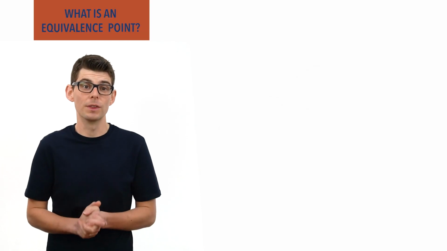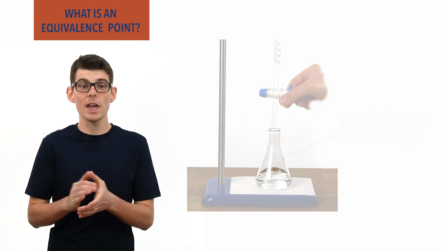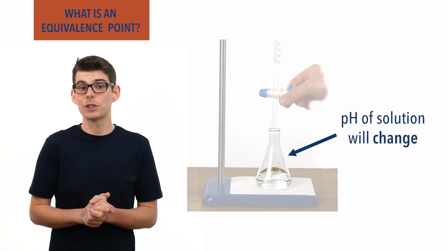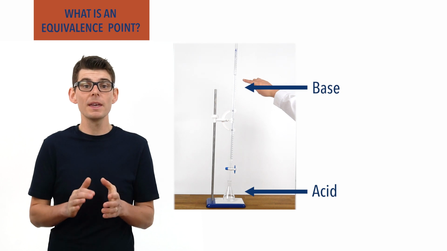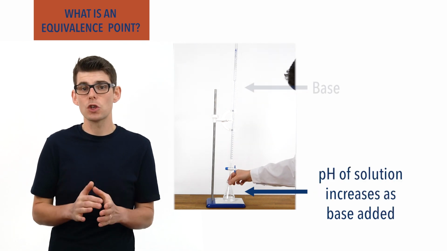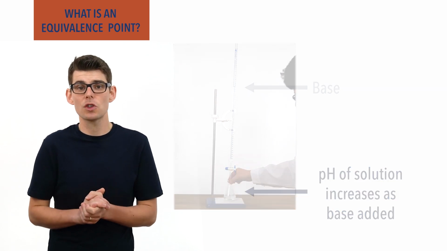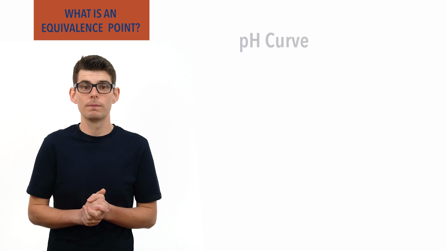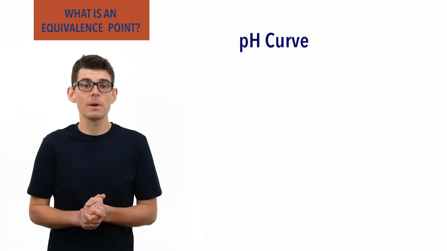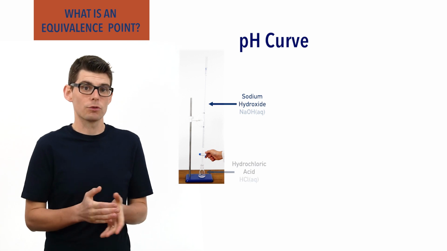During a titration, the pH of the solution in the conical flask or beaker will change. As a base is added to an acid, for example, the pH of the solution will increase. If we actually measure and plot a graph to show how the pH changes, we get an interesting shape called a pH curve.